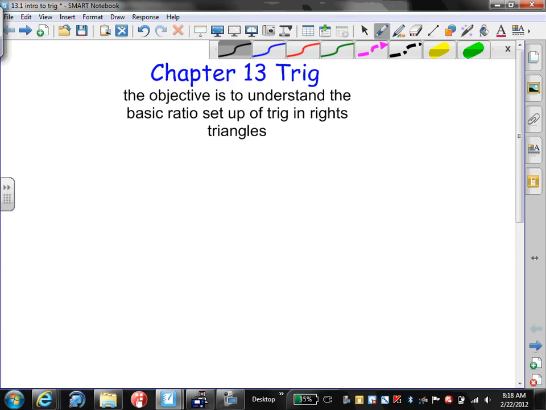So what is trig? Trig is basically comparing sides in a right triangle and the ratio of those sides. So that's what trig is basically. So basically I'm going to go through several different examples, and a lot of this, you might refer to SOHCAHTOA, and feel free to use that if you want to.